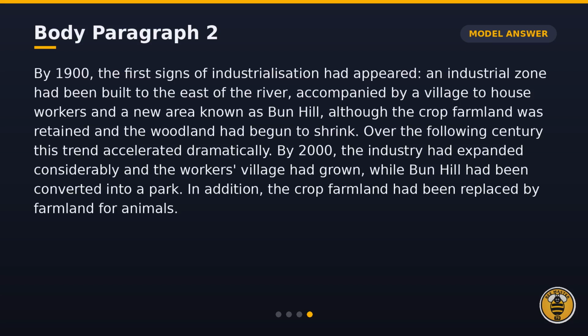Over the following century, this trend accelerated dramatically. By 2000, the industry had expanded considerably and the workers' village had grown, while Brindell had been converted into a park. In addition, the crop farmland had been replaced by farmland for animals.